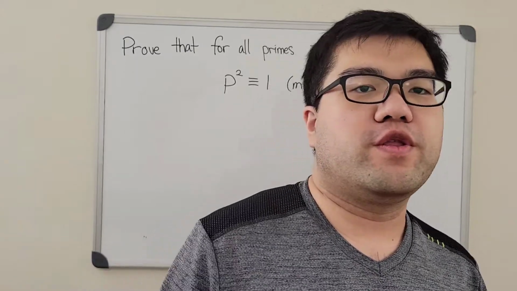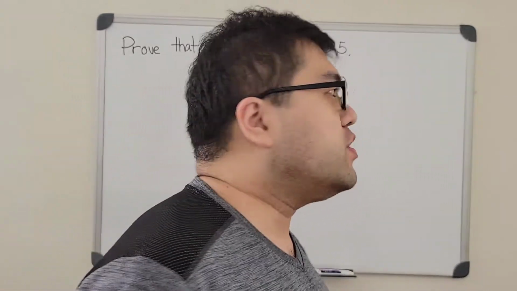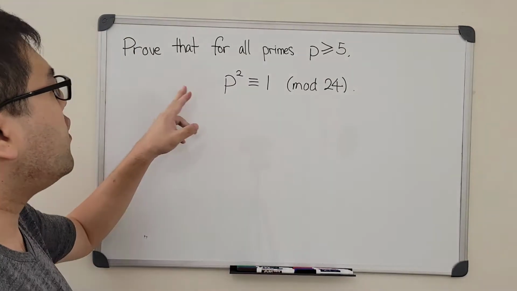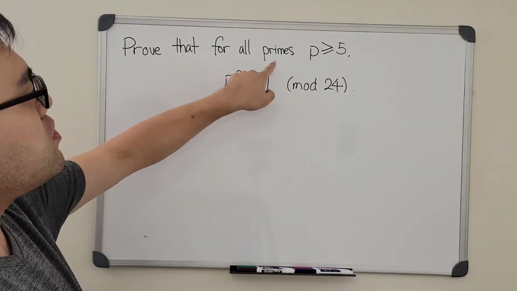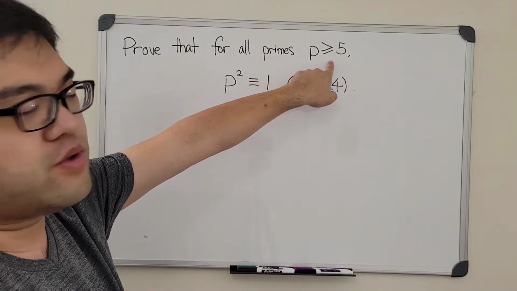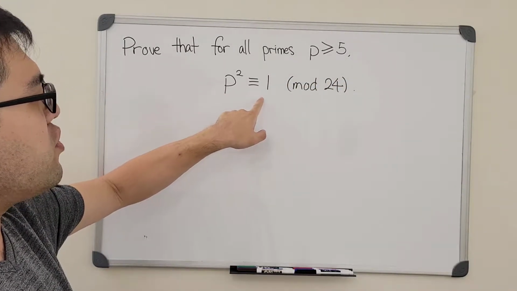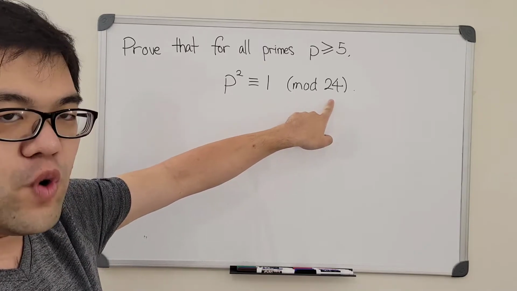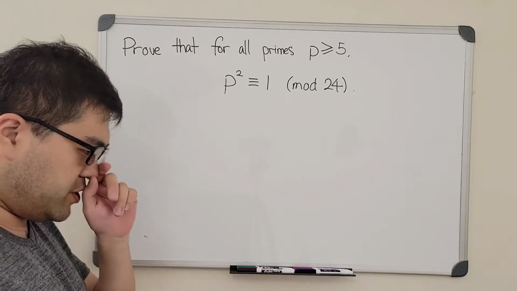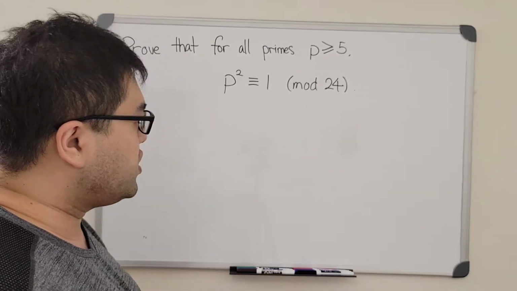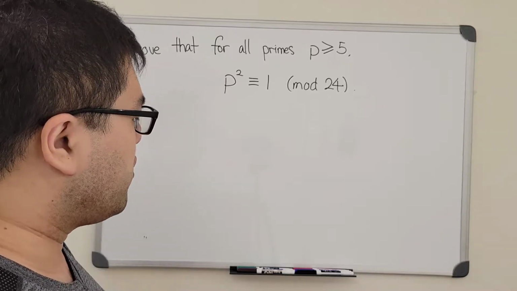What's up, everyone? In this video, we're going to prove the following. For all primes p greater than or equal to 5, we want to show that p squared is congruent to 1 mod 24. In other words, we want to show that p squared minus 1 is a multiple of 24.